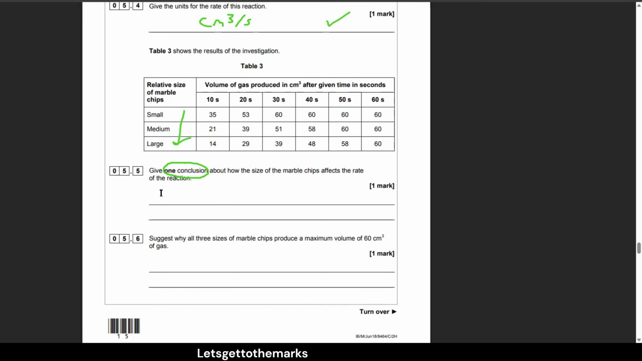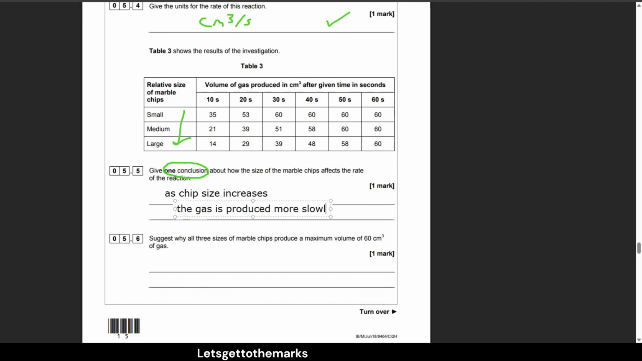Let's have a look. So as chip size increases, what happens to the volume of gas produced? So as the chips get larger, look, there's less gas coming off. So it comes off more slowly. Actually, the total amount of gas after 60 seconds is equal. So I don't want to say they give off less gas. I'm going to say they release gas more slowly. So as the chip size increases, the gas is produced more slowly.